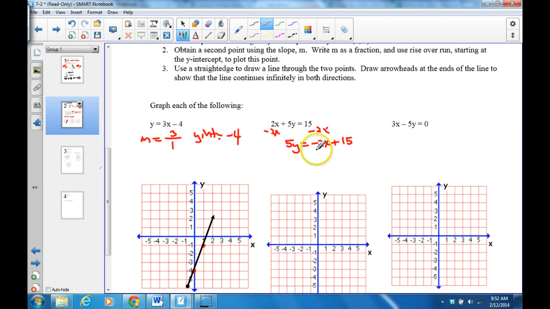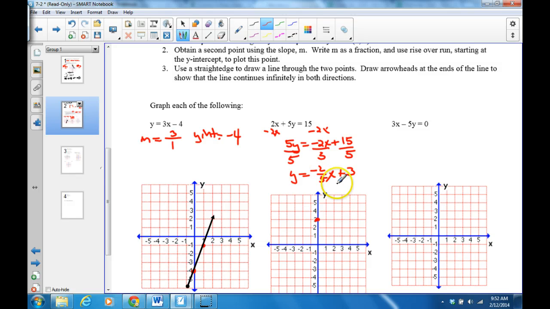Okay, so now we're at this point. What do I have to do to both sides to solve for y? Divide by 5. So if I divide everything by 5, I have y equals negative 2/5 x plus 3. Okay, so my first point I'm going to graph on this is what? The 3.